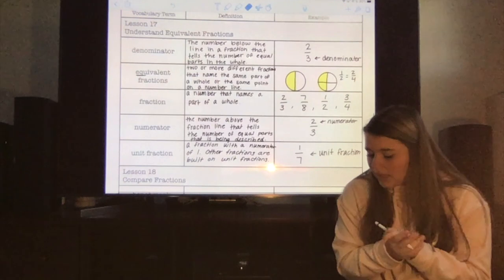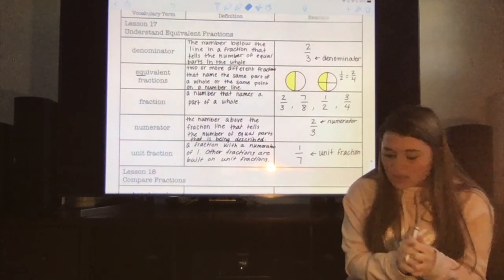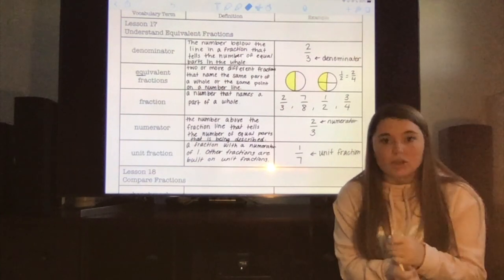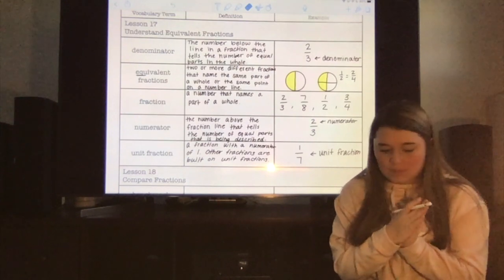Now we have all of our vocabulary for this lesson 17 on understanding equivalent fractions. So understanding that some fractions mean the same thing. All right.